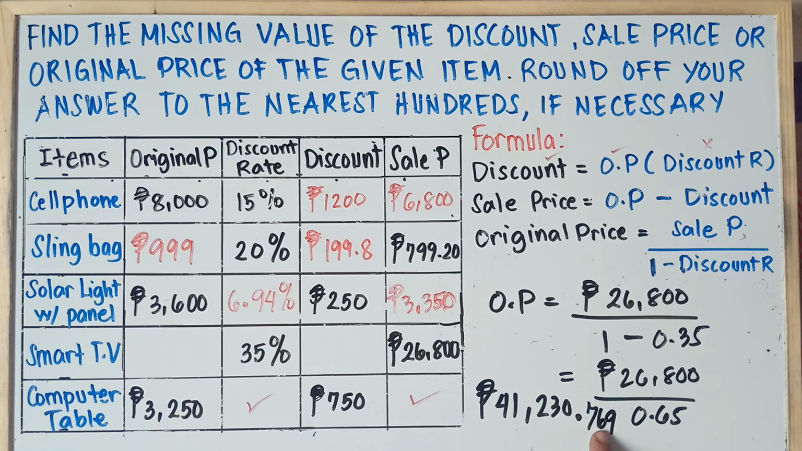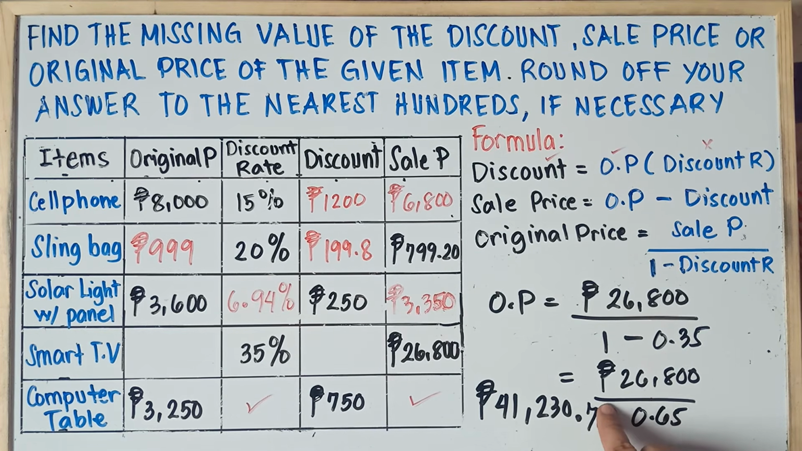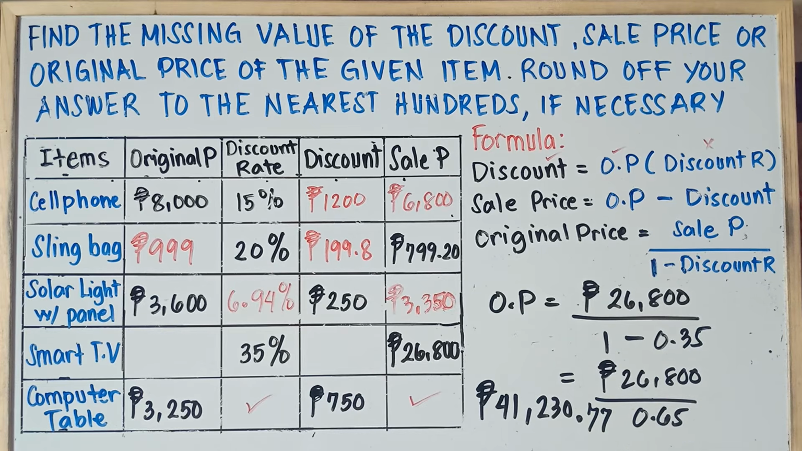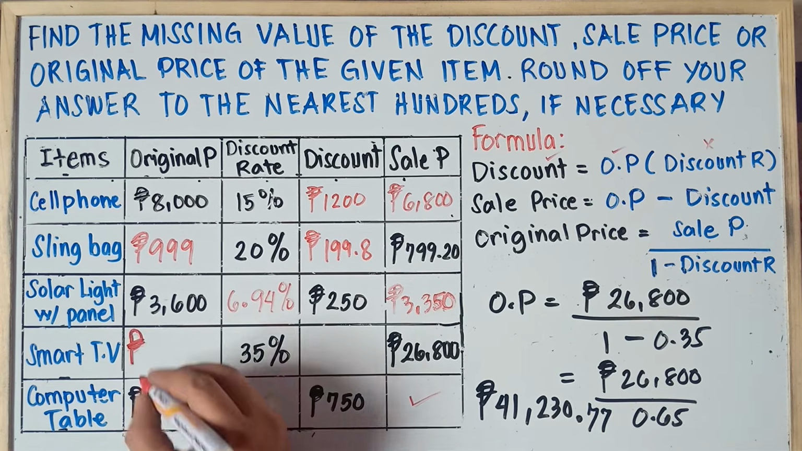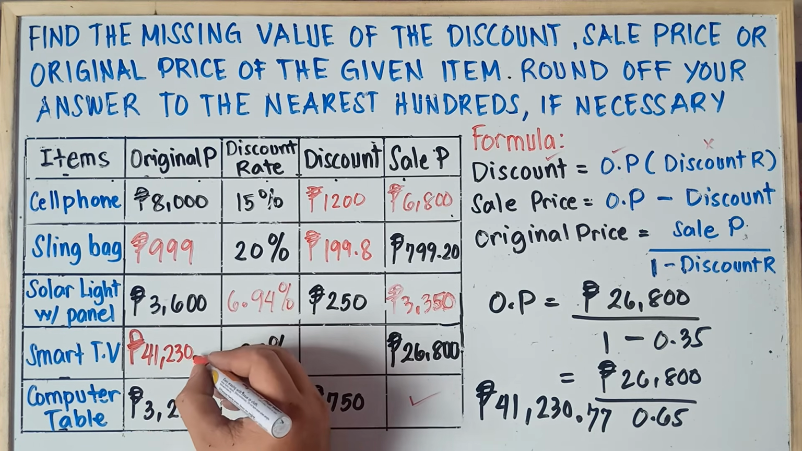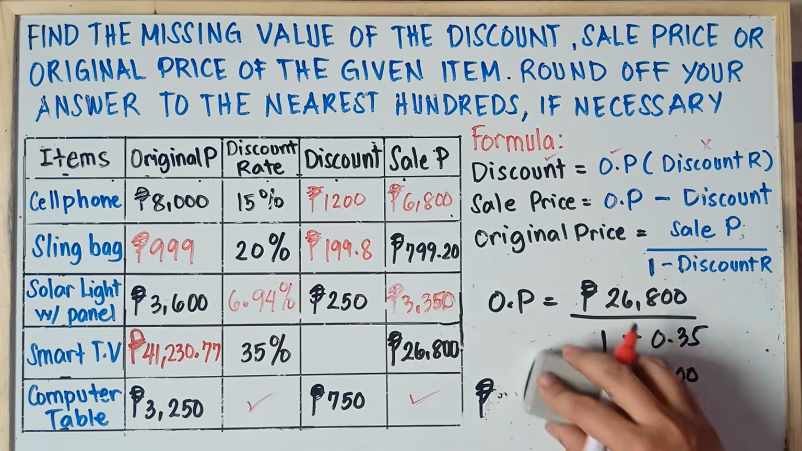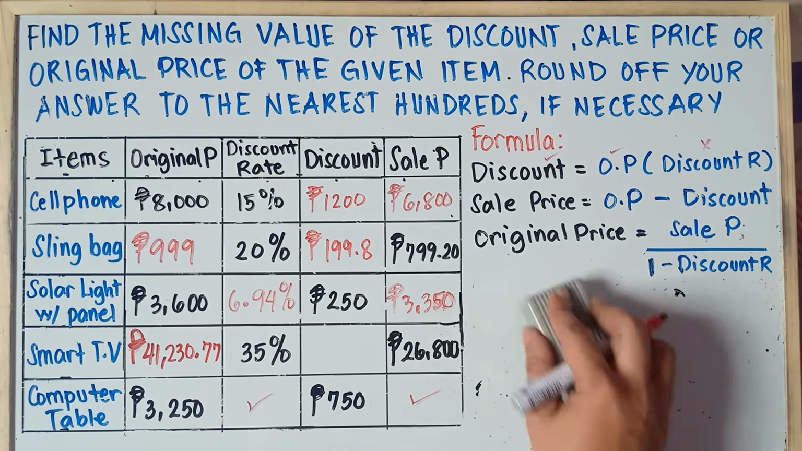You are told, class, that your answer should be in the nearest hundreds. So this is 76. After 6, that's 9. It should be 77. 41,230.77. Alright, and then the discount. Can we find the discount?